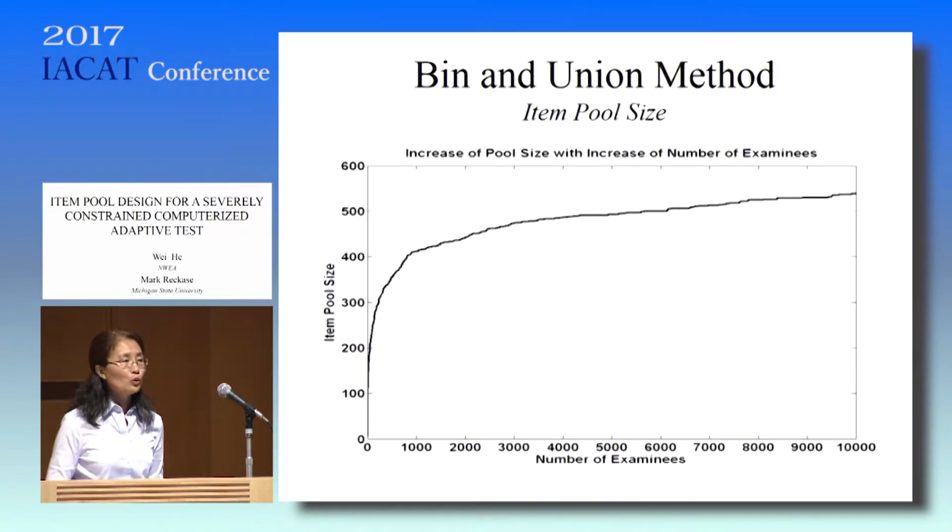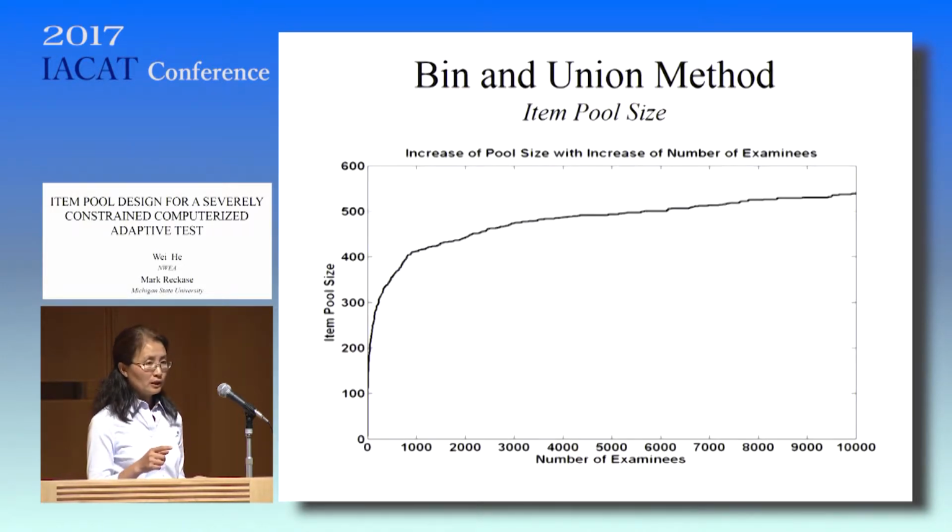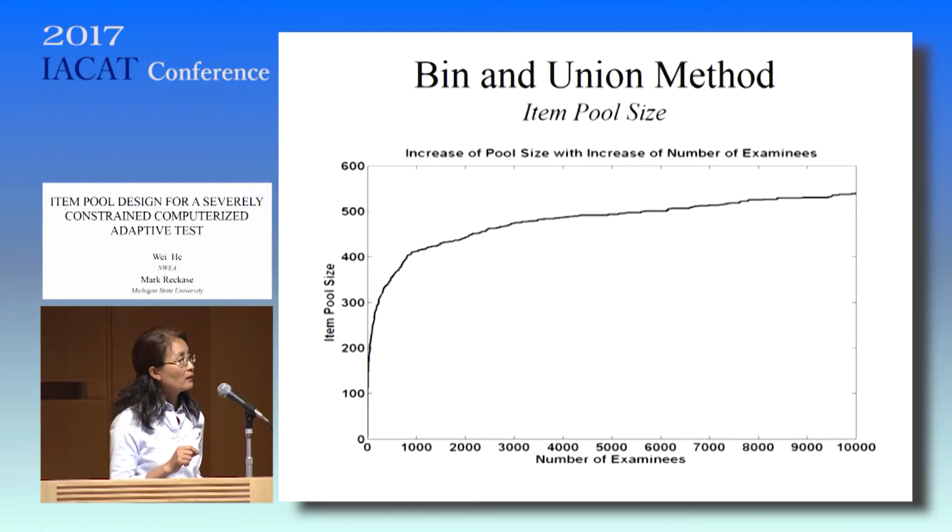This is an example that indicates how the item pool size increases with the increase of the number of the simulees. As you can tell, when the number of simulees is small, the increase of the item pool size is really significant. But as the number of simulees increases, let's say starting from 7,000 all the way to 10,000, we don't see much difference in terms of its impact on the item pool size.